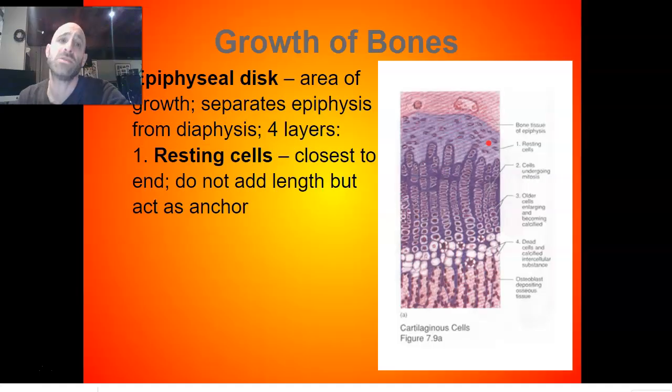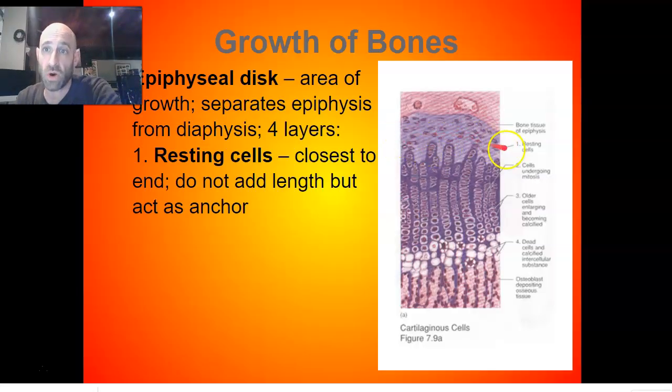Now, why is this resting zone important? The reason why this resting zone even exists is because it holds the epiphysis to the diaphysis. If the resting zone wasn't there, the top of the bone would just pop right off. So think of the resting zone as the anchor that holds the epiphysis to the diaphysis. So it doesn't add any length, it doesn't actually grow, but it is the part of the epiphyseal plate which attaches the top of the bone to the diaphysis. So if this zone were not here, your epiphysis would just fall right off of your diaphysis and we'd be in big trouble.